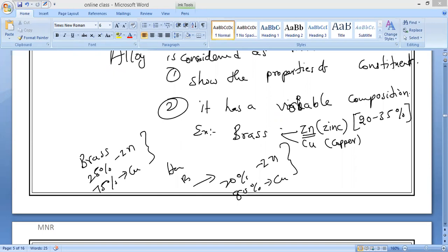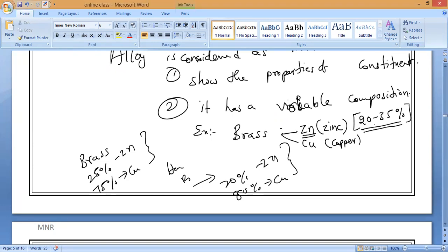Do you understand, all of you? That is the reason: it shows the properties of its constituents as well as variable composition. The zinc percentage varies from 20, 21, 22, 23 and so on up to 35. So, variable composition. Are you clear, everybody? So this is about alloys and solutions. Any doubt, please kindly ask me.